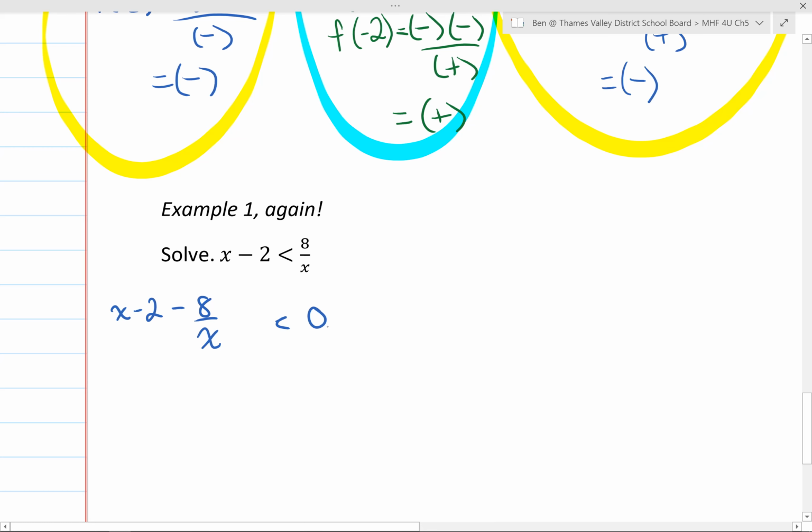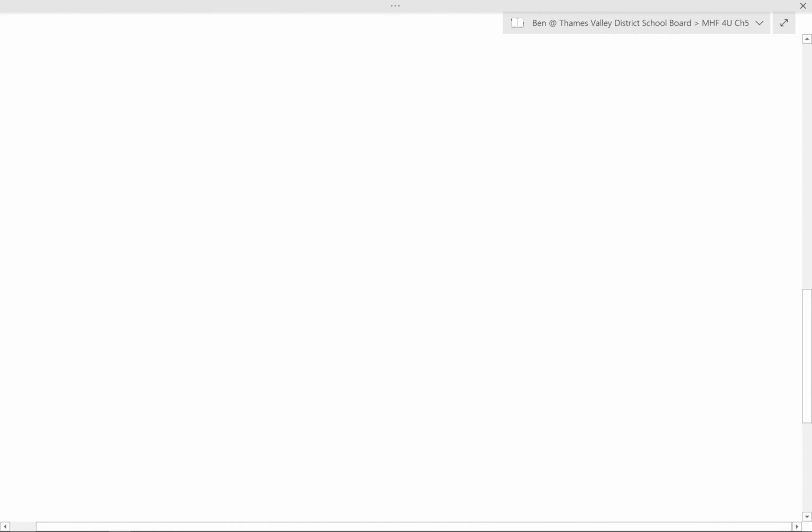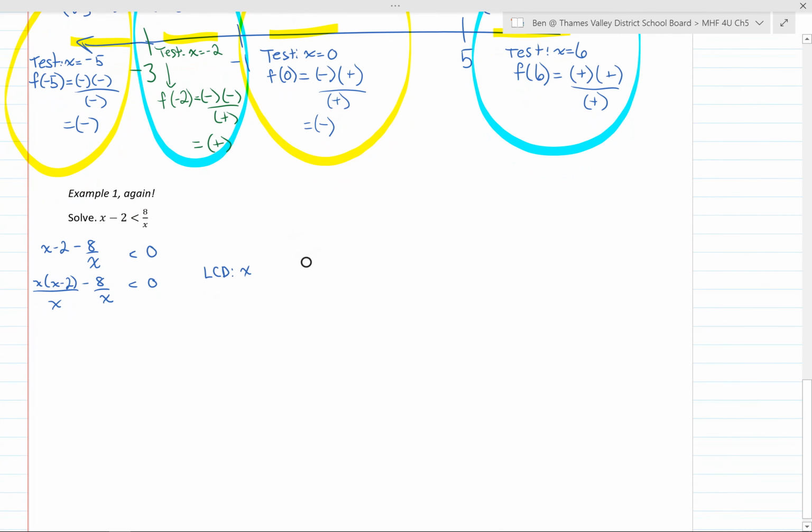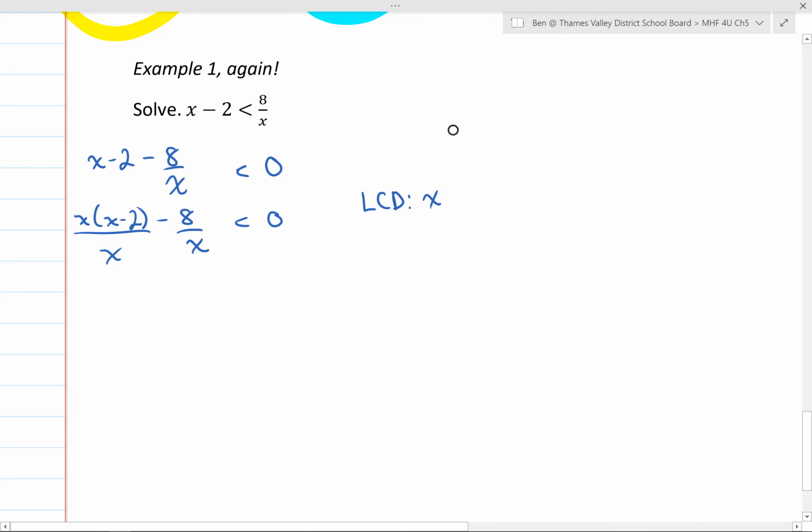Fantastic. Well, from here, we want to again work with the lowest common denominator, just like we found before. My lowest common denominator should be x. All right, so that means I'm working with x times x minus 2, minus 8 over x, divided by x over here, less than 0. And from here, I can combine all of these, sorry folks for the zooming, I will figure this out by the end of making these videos. From here, I can combine these into a single fraction, right? They have the same denominator. I can combine them. So that is x times x minus 2 minus 8, all divided by x.